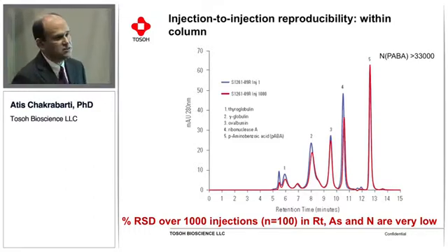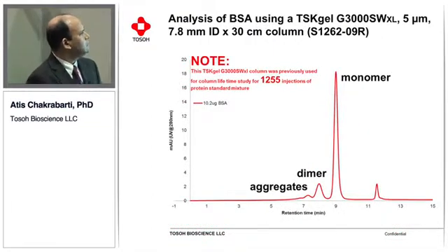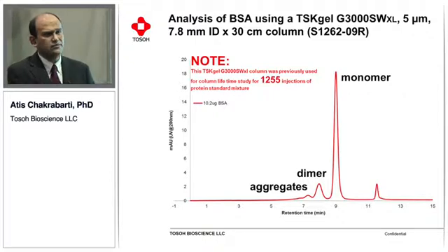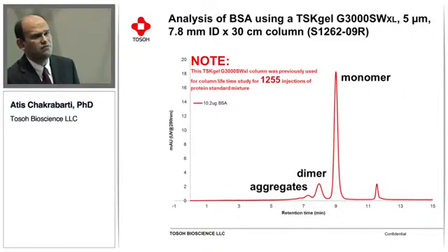And as you see, the retention time and other asymmetric factors are all remaining perfectly the same for 1000 injections. Next slide, please. This is G3000SWXL again, because I have shown the standard. Now it's just a protein, and BSA is a very common protein.